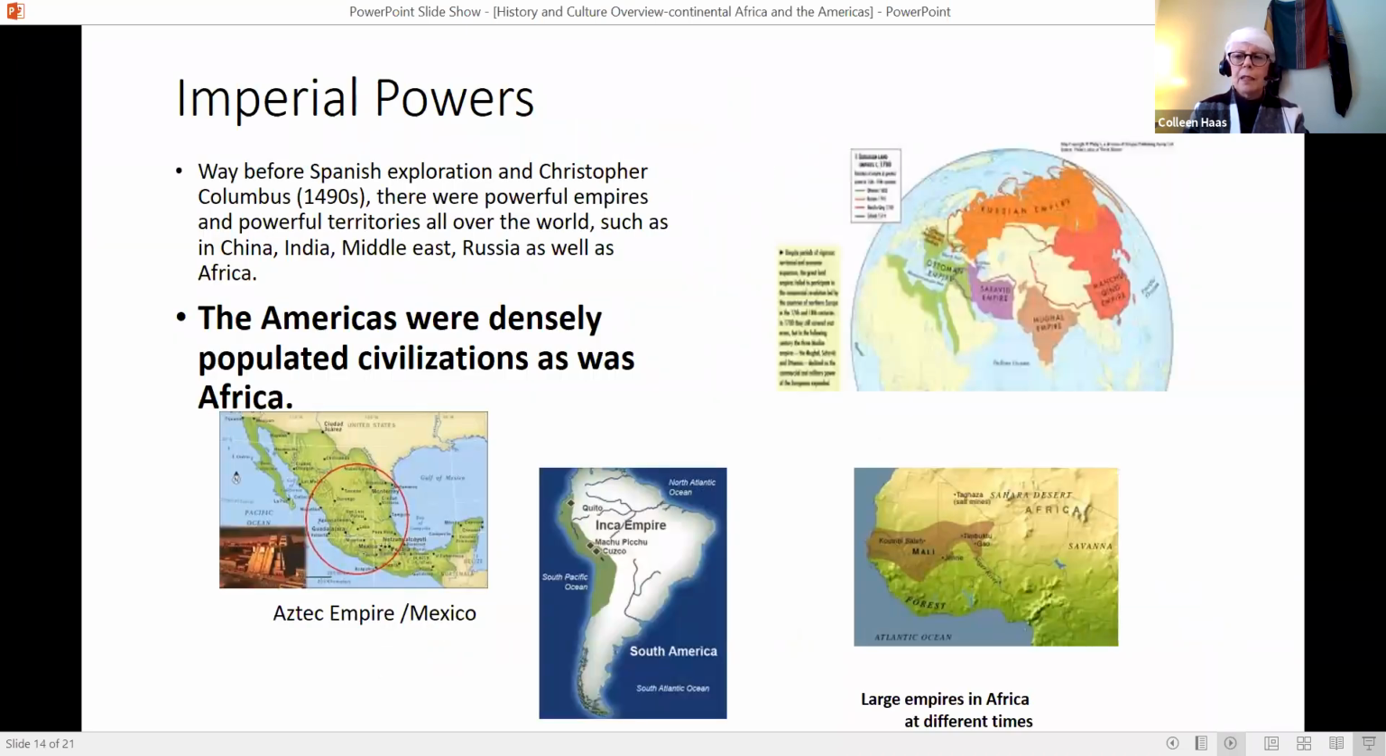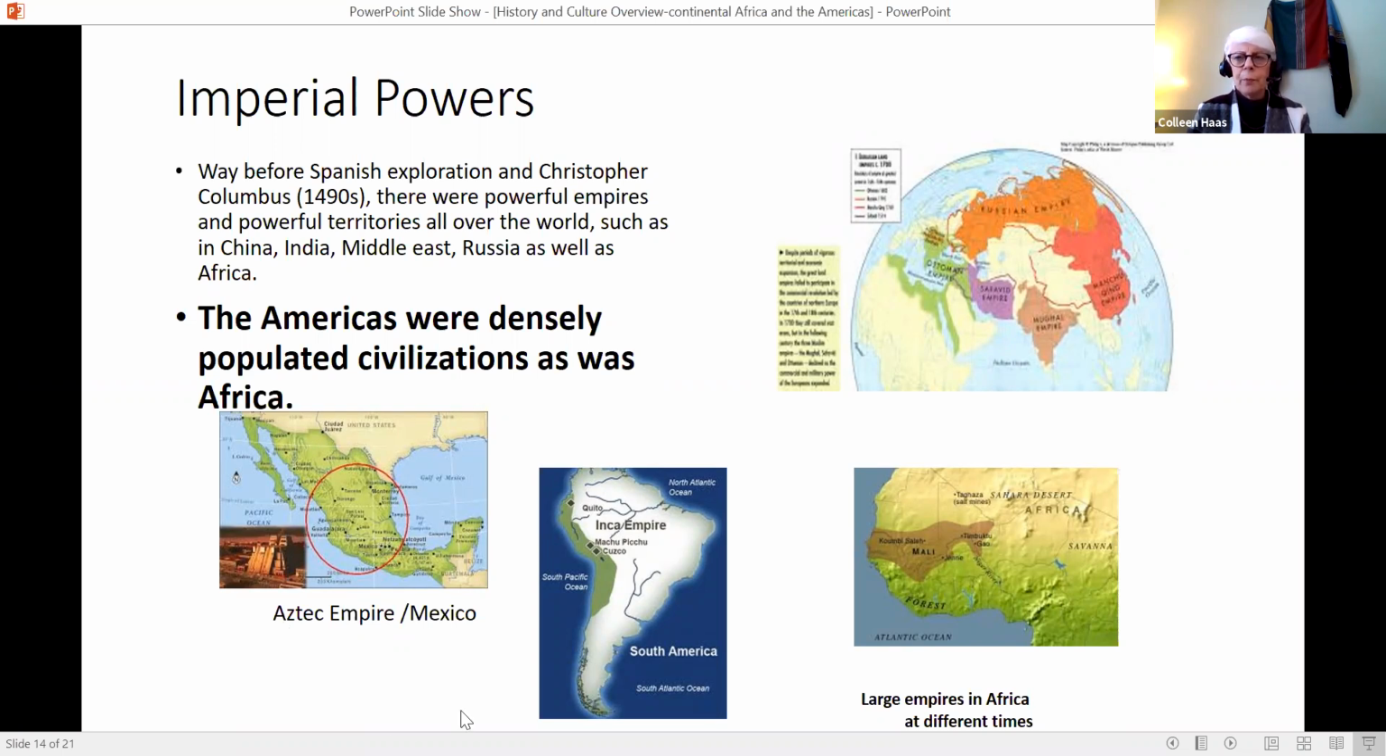Okay, so we're going back in time again. We need to think about the Americas as also having empires, just like Africa at the time, way before the Spanish exploration and Christopher Columbus. There were powerful empires all over the Americas. Here we have the Aztec Empire. If you know anything about the history of Mexico, or if you've traveled there, you can find pyramids in this area. It's a very fascinating history of the Aztec people.